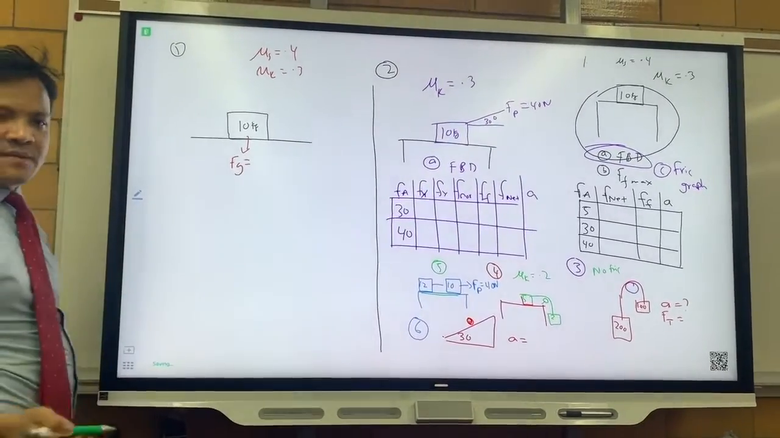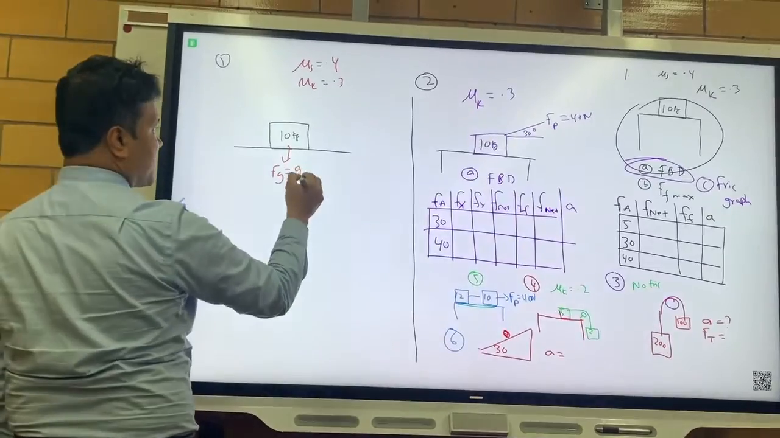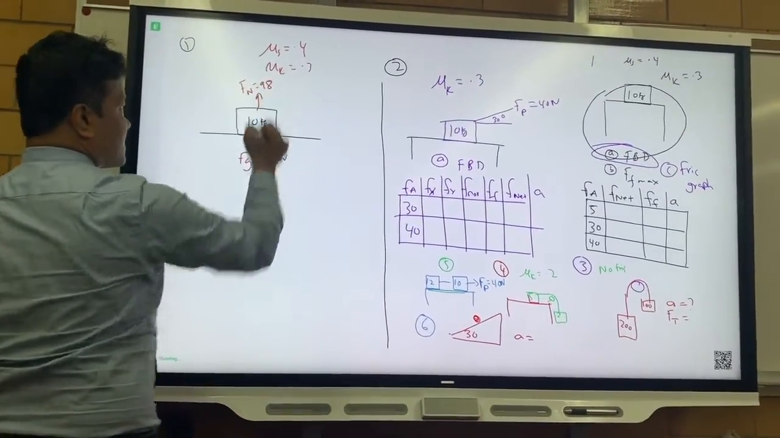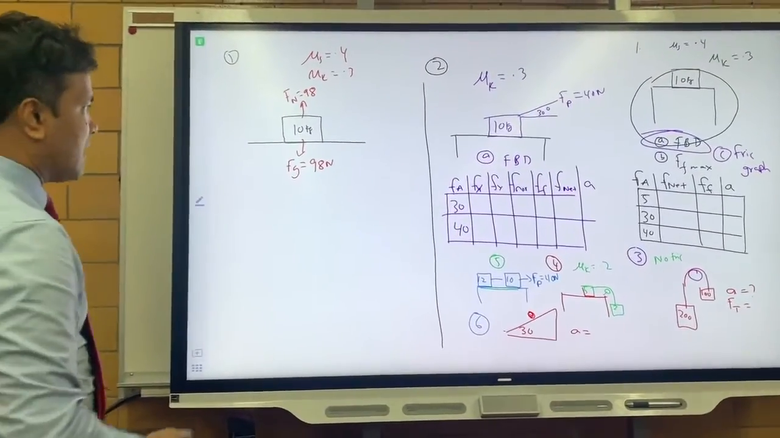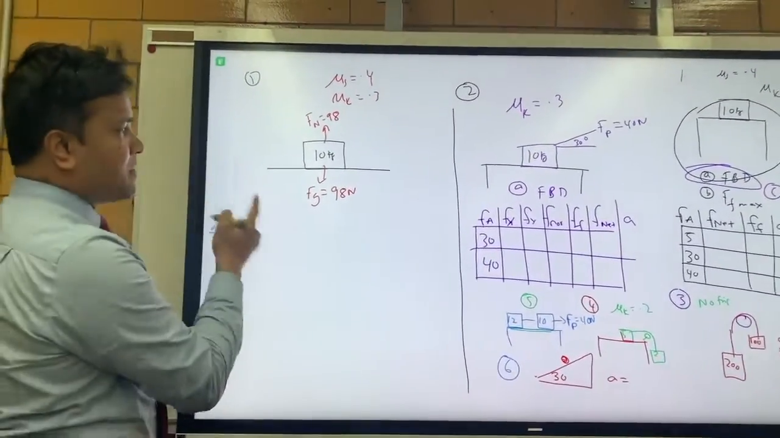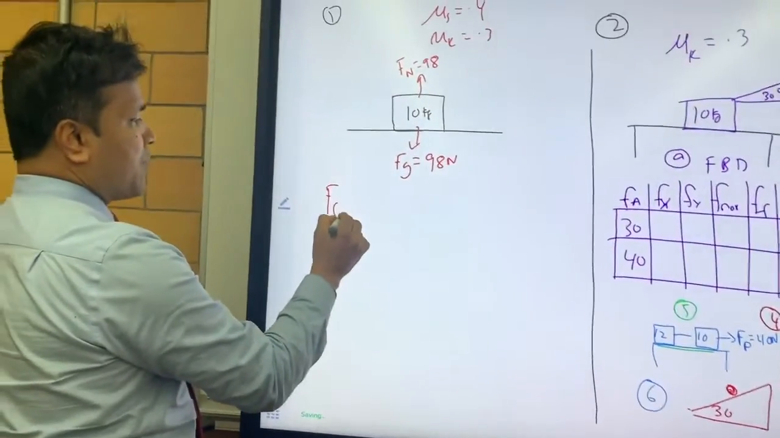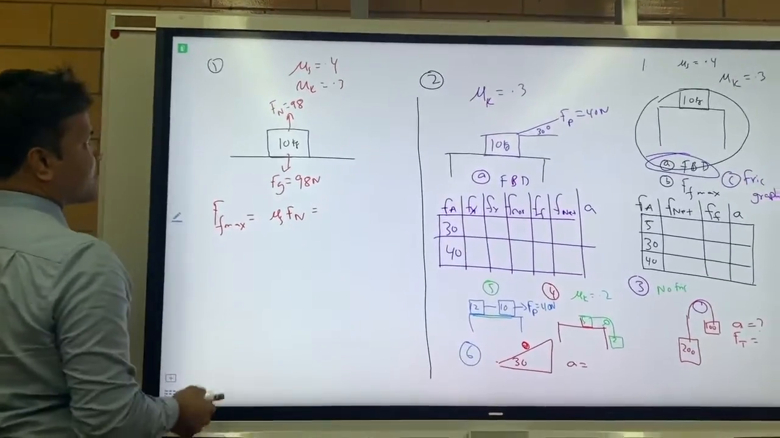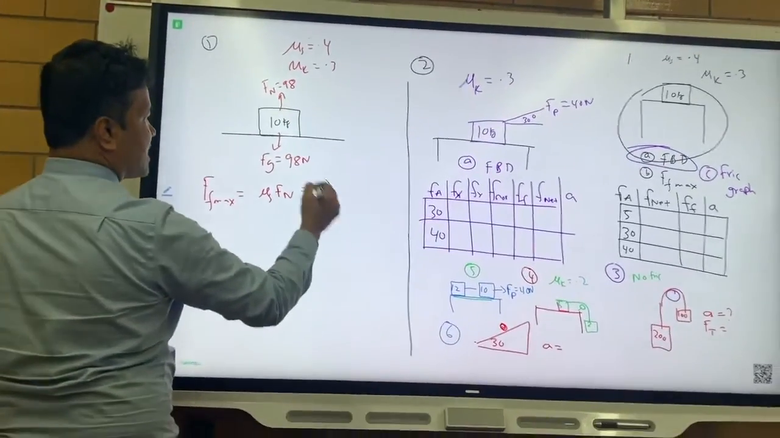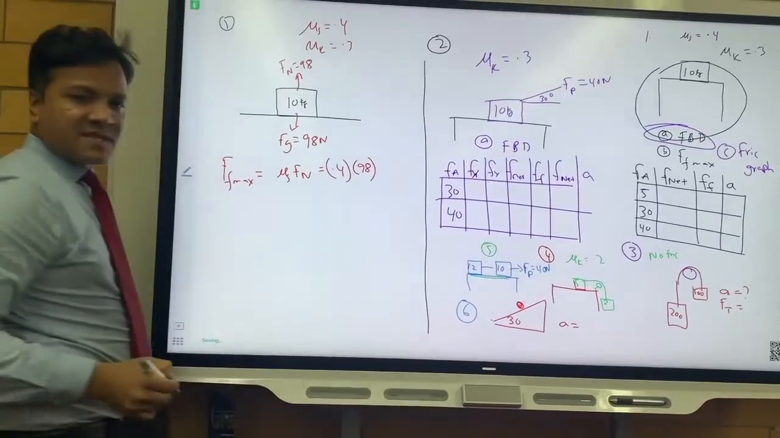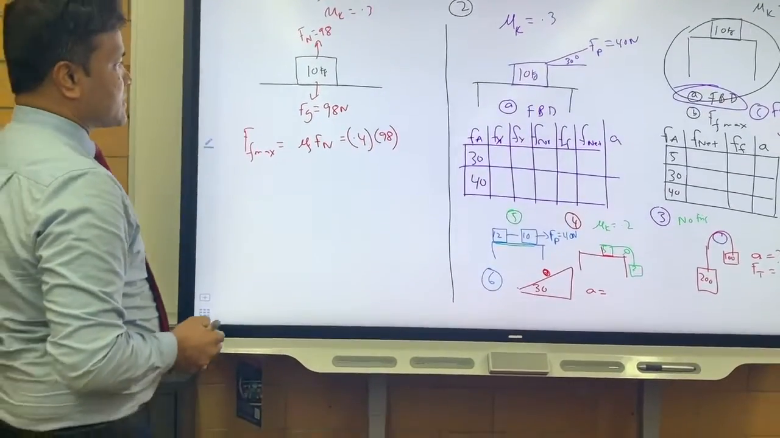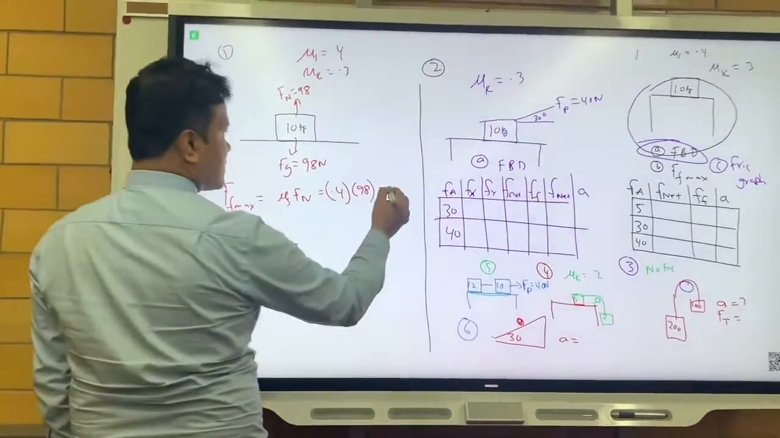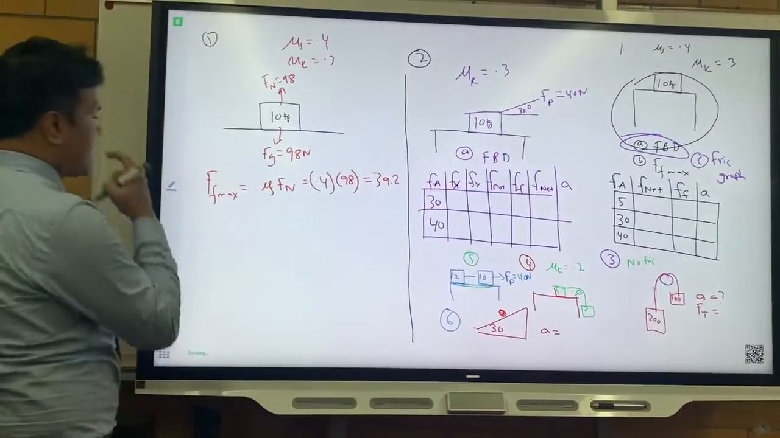What is Fg? Fg is 98. I want you to tell me as I need the information. 98, okay? And what is the maximum opposing force? Maximum opposing force is mu s Fn. So mu s is how much? 0.4 times 98. 0.4 times 98 is how much? Quickly. 39.2. Can you tell me quicker than that?